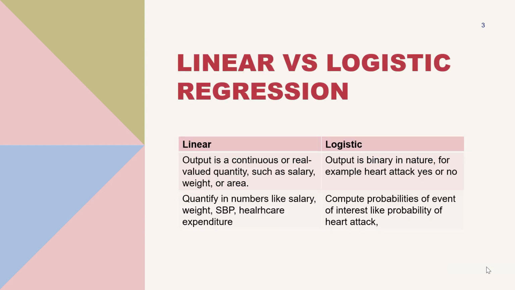Okay. Next question is when to apply linear regression and when to apply logistic regression. When our output is continuous or real valued quantities such as salary, weight or area, then we have to use linear regression. While in logistic regression, output is binary in nature. For example, heart attack, yes or no. In linear regression, we are trying to quantify in numbers like salary, weight, systolic blood pressure, healthcare expenditure. In logistic regression, we compute probabilities of an event of interest, like probability of heart attack.